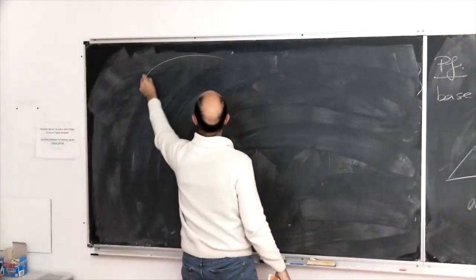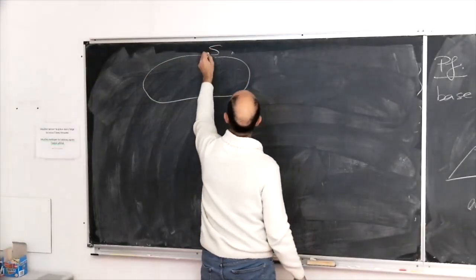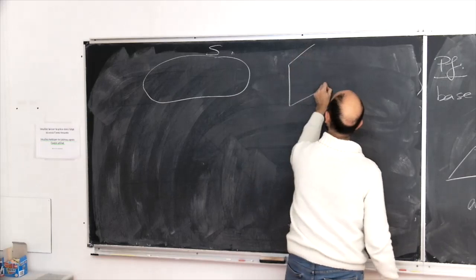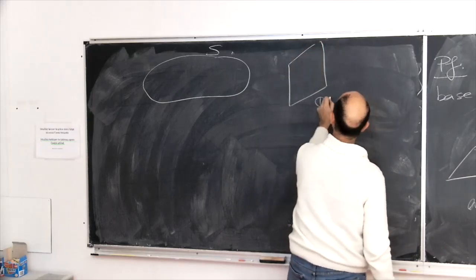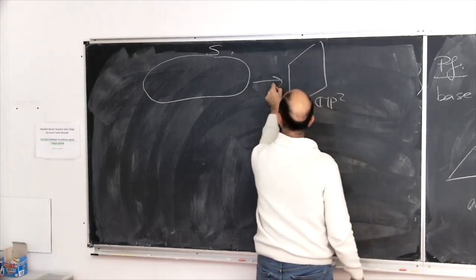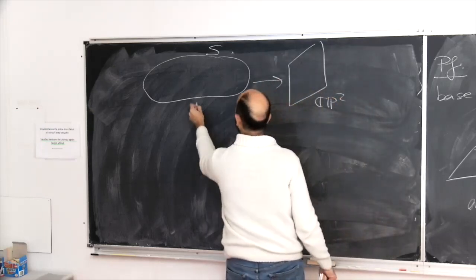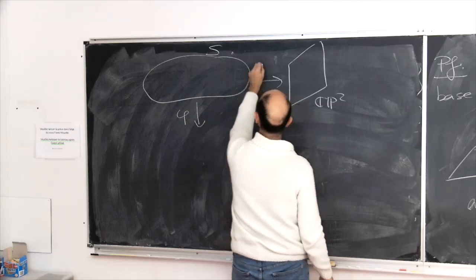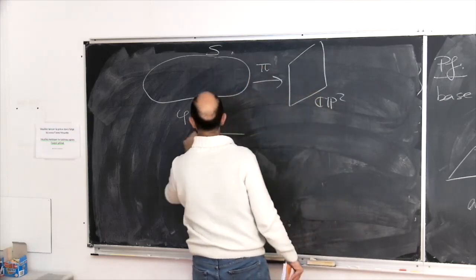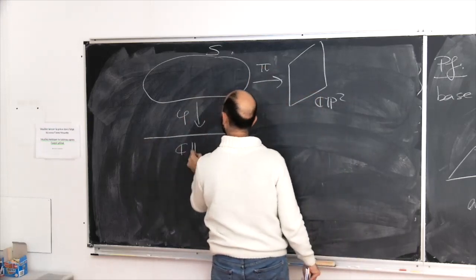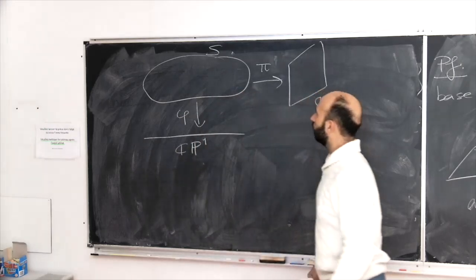So we have this new surface S here. Let's say this is CP2. This is the blow-up map, so at these d square points, and there's the fibration. Let's say this is pi. There's a fibration to CP1.